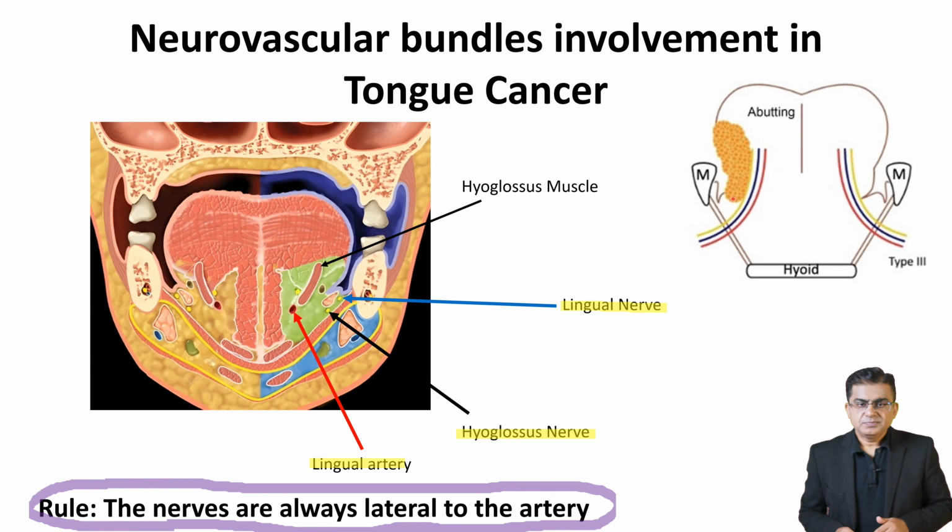See in this image. The arrangement is lingual artery in red is medial most and nerves in yellow are lateral most. If there is a tumor in lateral border of tongue, it first has to involve nerves before the artery. So if artery is involved, assume that nerve is also involved.